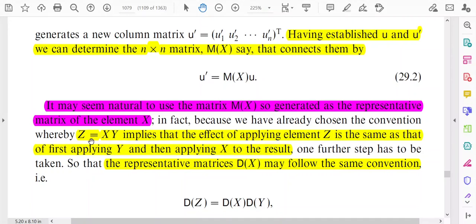So, x, y, z are the group elements for the group capital G, and if you look at the multiplication table of that particular group, you just assume that z is equal to x into y. And what is the significance of z is equal to xy? It implies that the effect of applying element z is the same as that of first applying y and then applying x to the result.